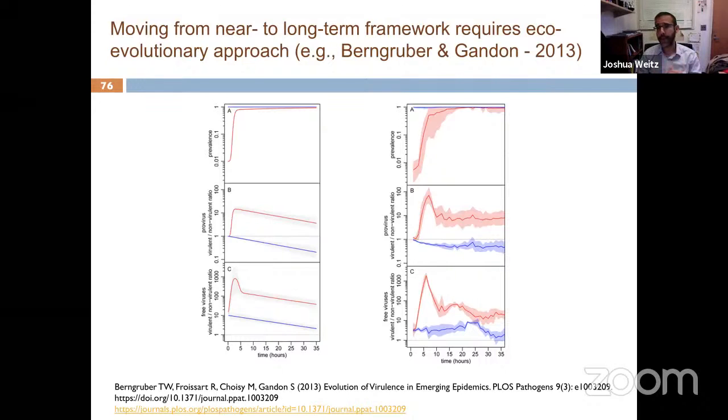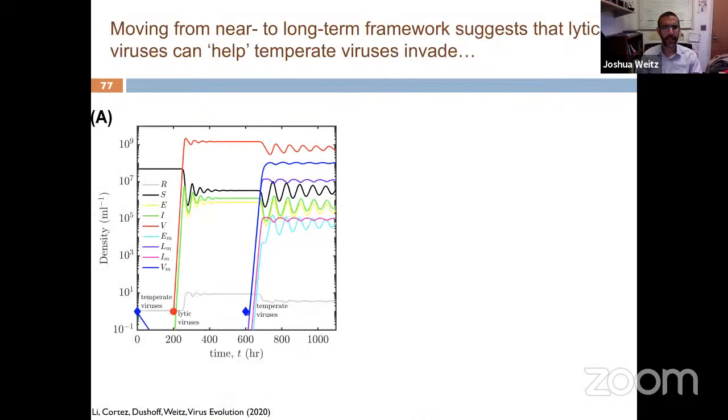And I know I'm at the end of my time, just to point out that Berngruber and Gandon, in a beautiful paper from 2013, analyzed this by looking at the ratio of these virulent to non-virulent types, showing that there was evolution happening in terms of these strategies at the time scale of the epidemic, right? So that you have changes in the ratios, just like I alluded to in my first lecture, at the time scale of invasion. But let me try to unpack it here in a different way.